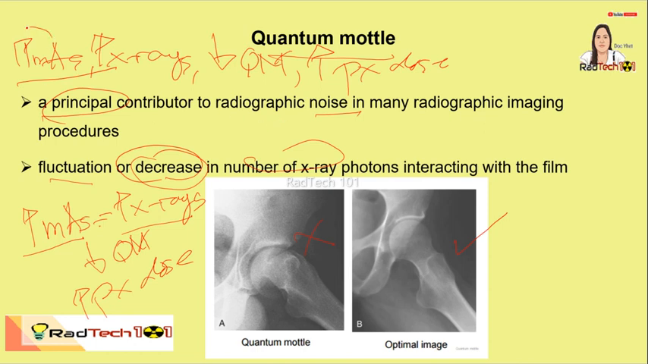Also, aside from increasing the mAs, with fast speed, increased speed of IR, this can also result in increased quantum mottle. So therefore, para ma-avoid ang quantum mottle or para ma-minimize, we should use low speed or kahit medium speed. So okay na rin siya.